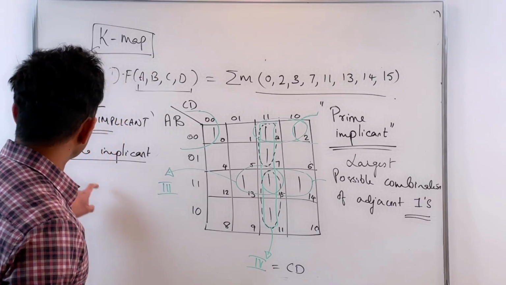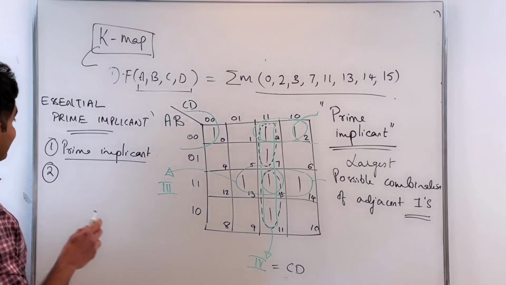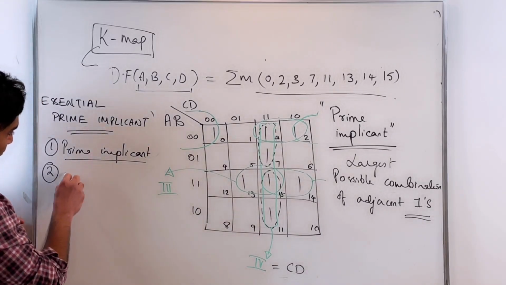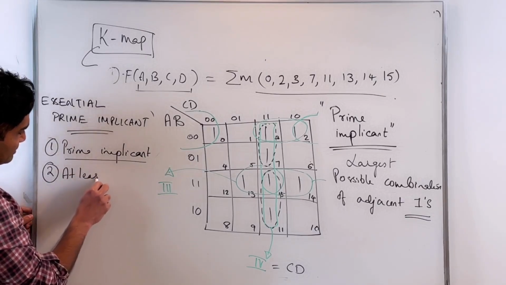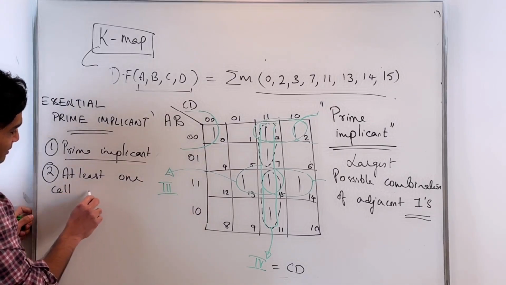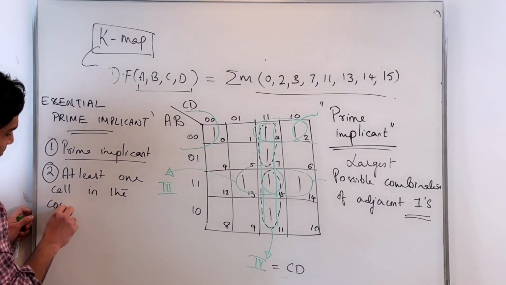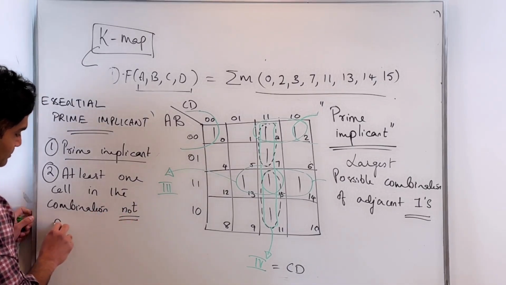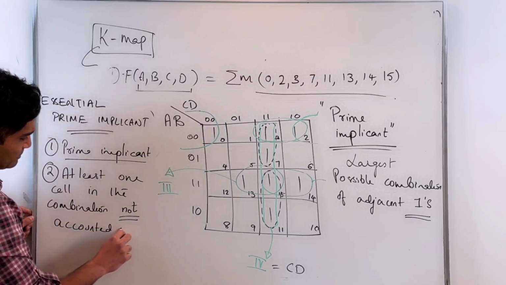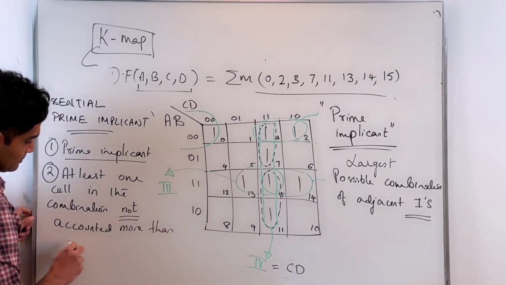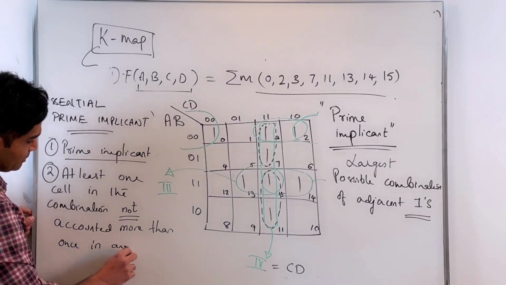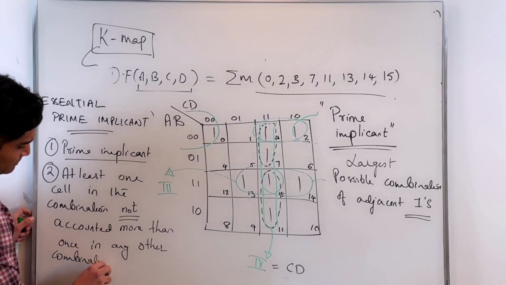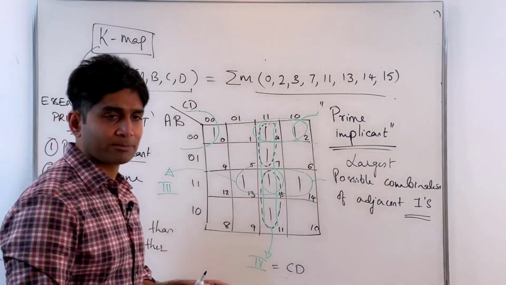Now, coming to the essential prime implicant, it should be a prime implicant, and there should be at least one cell in the combination not accounted more than once in any other combination. So that's called the essential prime implicant.